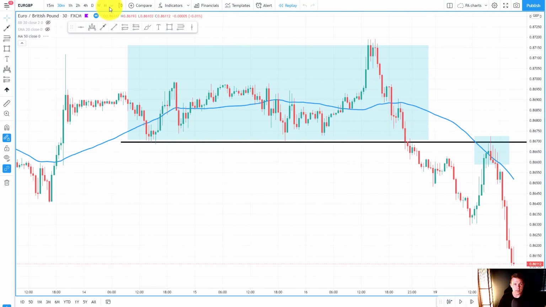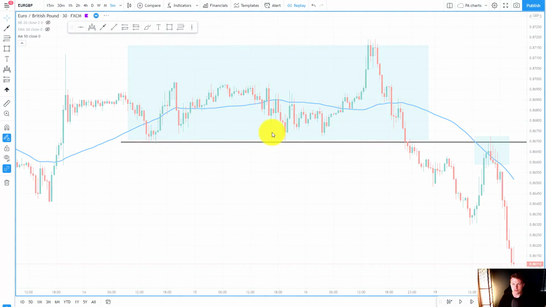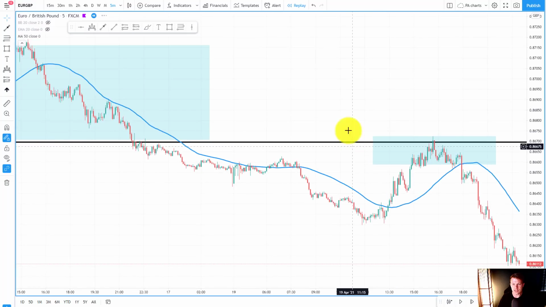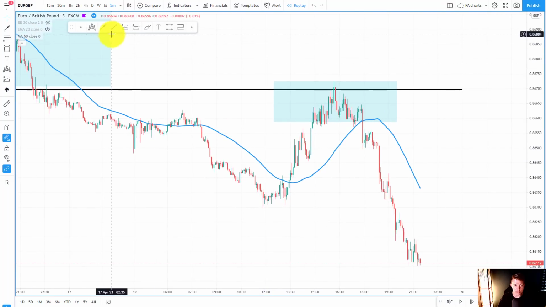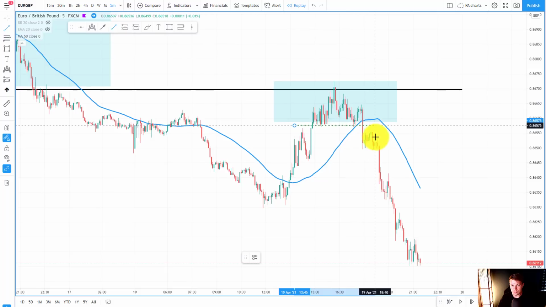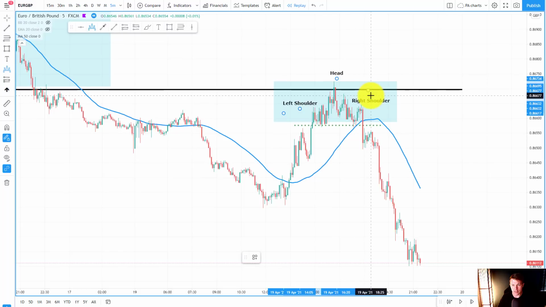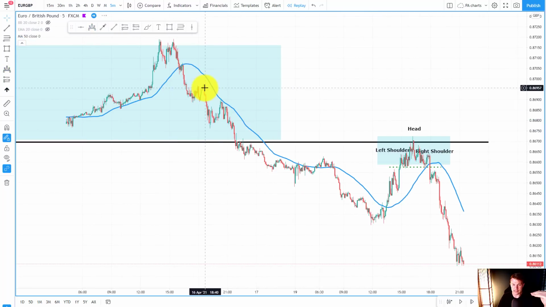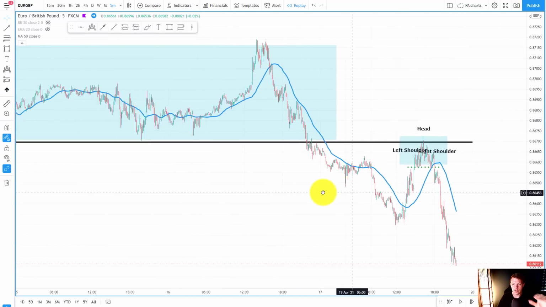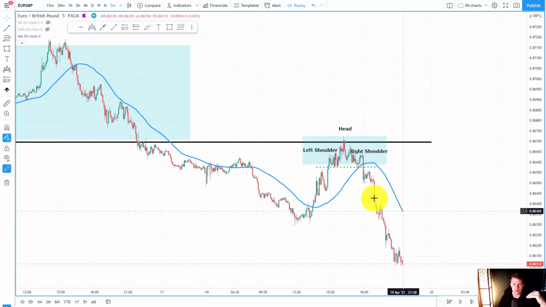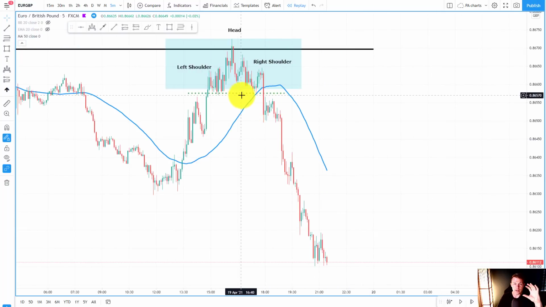Now we're on the 30-minute. Let's go to, for example, the 5-minute. And you can see here on the 5-minute we have a microstructure, and we can draw a horizontal level, and we have an actual head and shoulders here. So you could try to do that. You go on a higher time frame, you define your breakout area, then you wait for the breakout to happen, you wait for the market to come back, and if you get a lower time frame microstructure, this is where you can then take an entry.